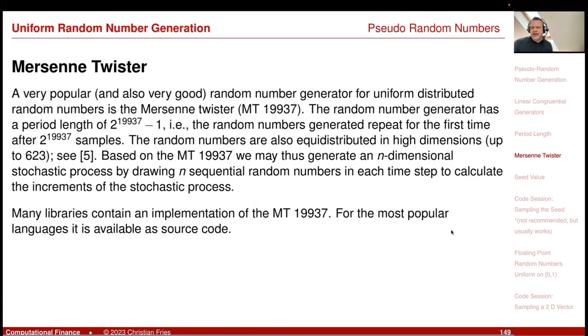Another popular random number generator, which I also already used in our numerical experiments on the Monte Carlo method, is the Mersenne twister. This is a very good popular random number generator, sometimes called MT19937. It has a huge period length of 2 to the power of 19,937 minus 1. So this random number generator repeats after that many values. Also, the random number generator is good for sampling random vectors in higher dimensions.